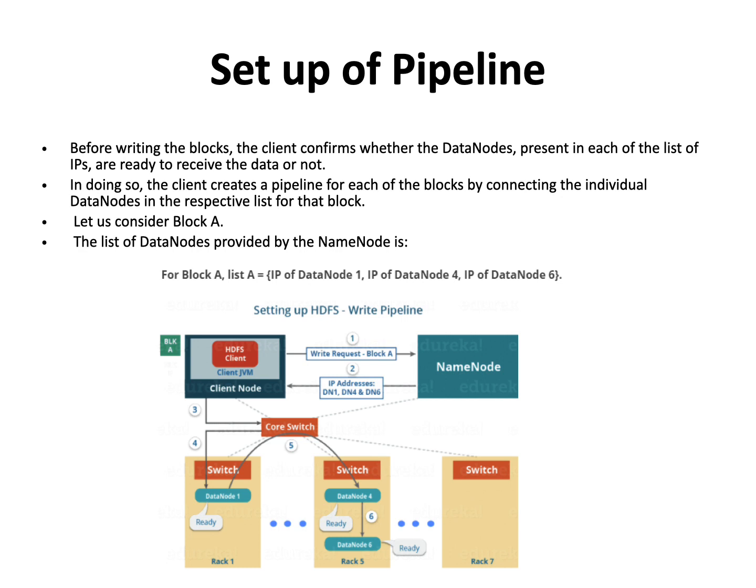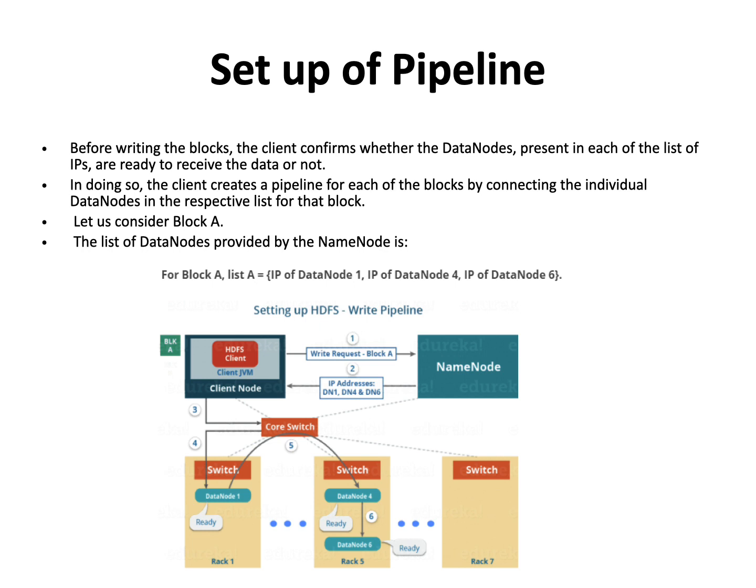Before writing the blocks, the client confirms whether the data nodes present in each list of IPs are ready to receive the data or not. In doing so, the client creates a pipeline for each block by connecting the individual data nodes in the respective list. Let us suppose we are about to create a pipeline for block A, and the list provided by the name node is list A: IP of node 1, IP of node 4, and IP of node 6.